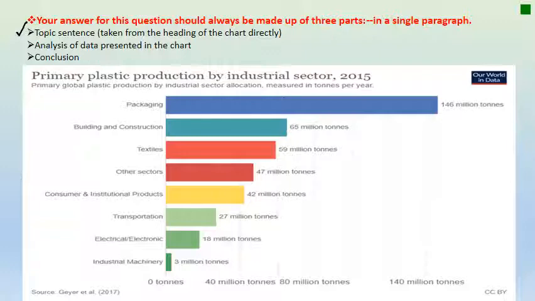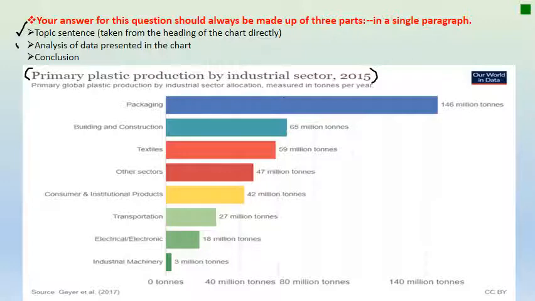So the topic sentence, where do I get it from? Here, from the heading of the chart. Okay, so the chart depicts, or the bar graph depicts or shows, primary plastic production by industrial sector in 2015, full stop. I finished the first part. I got 1/3 of the grade just by copying the main idea, copying the title, putting it into a topic sentence. I got 1/3 of the point.